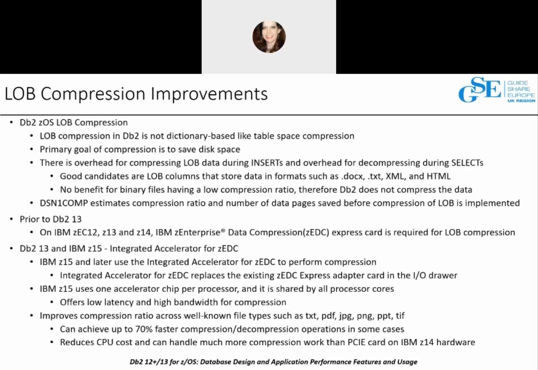Lob compression, of course, came out in version 12, and it works against a lot of our larger objects, like text documents, XML documents, and so forth. It got some improvements in version 13 with the Z15. We're getting better compression ratios now for those objects that we love, right? The text objects, PDFs, JPEGs. They're better suited now to take advantage of lob compression because of the new technology that came with the Z15, with the integrated accelerator.